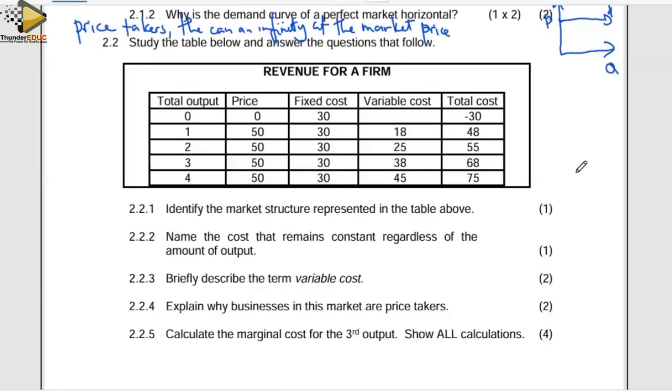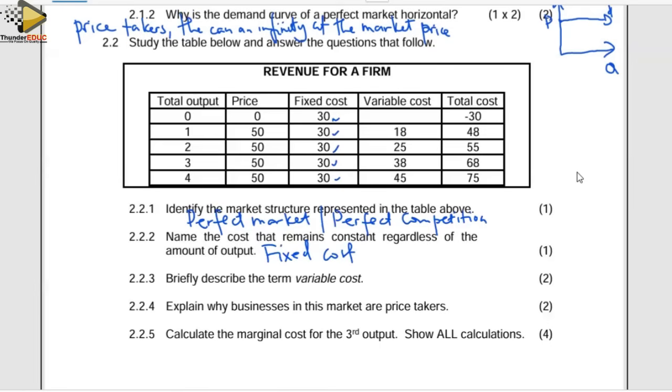So what kind of market is that? It's a perfect market. If it was imperfect, we would see manipulations on the price. Or we can say it's perfect competition. Right, name the cost that remains constant regardless of the amount of output. We can see this is 30, 30, 30 throughout. So our fixed costs.